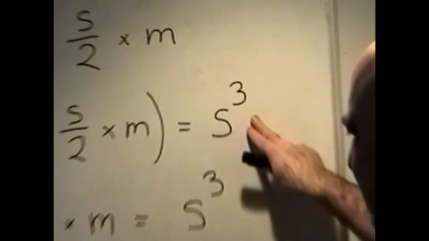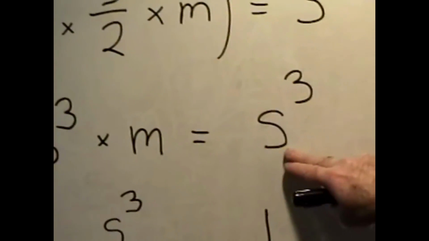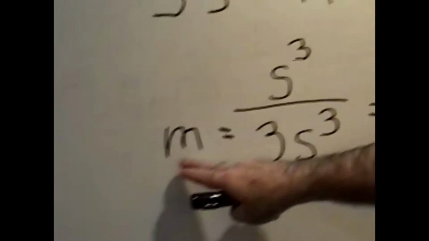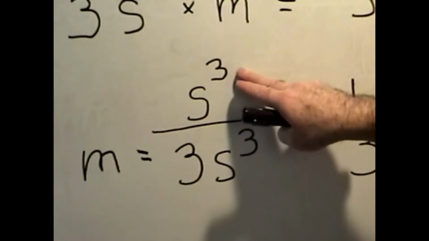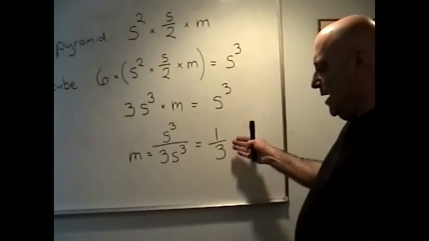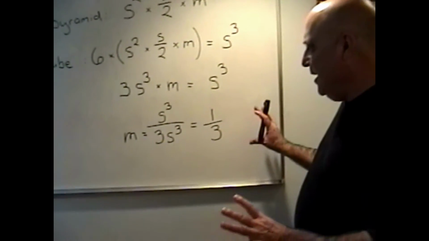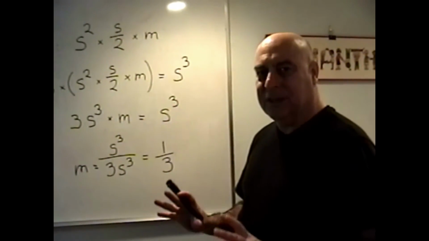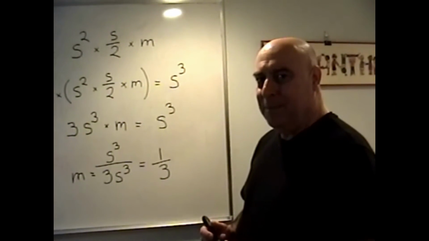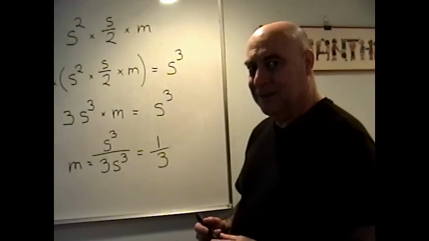Do a little algebraic manipulation. We get 3s cubed times m equals s cubed. This implies that m equals what we get when we take s cubed and divide it by 3s cubed. And the s cubed terms cancel, and we get 1/3, which is the value we were looking for. So our plausibility is established. We've got a basis for accepting that the volume of a pyramid is 1/3 times the base times the height.